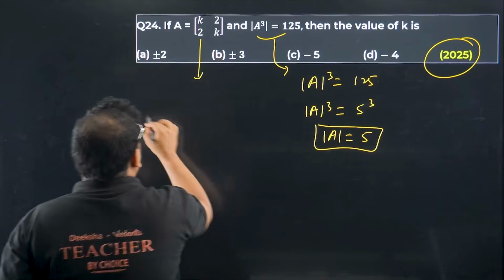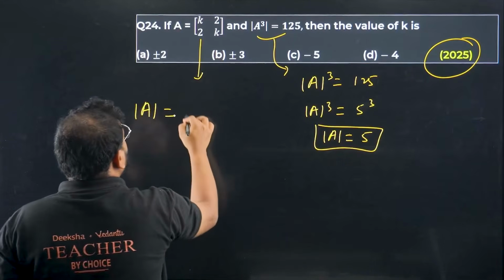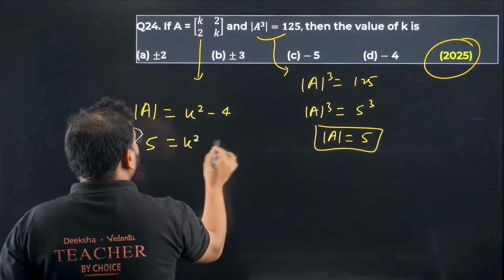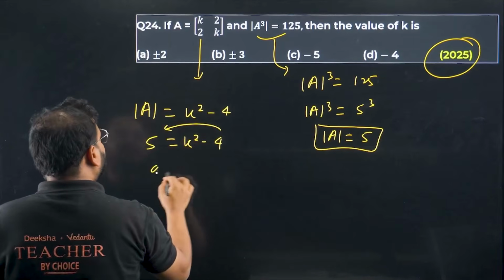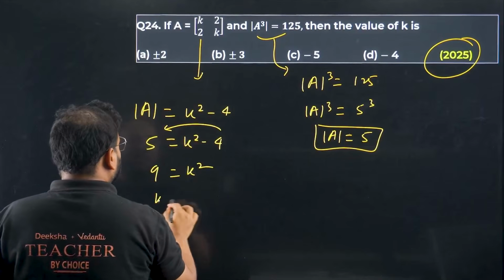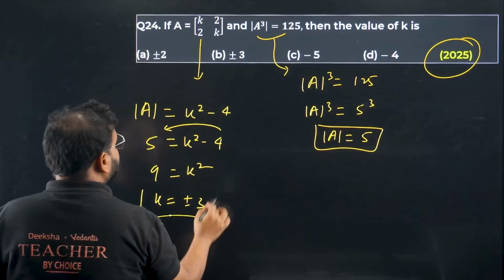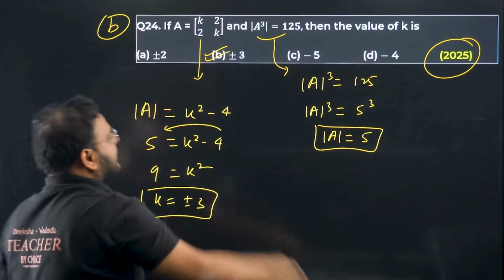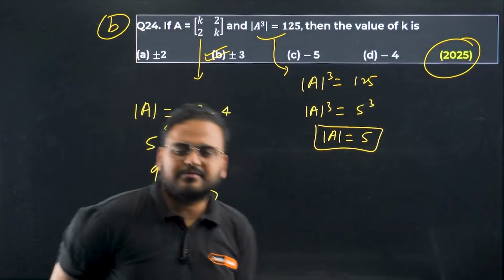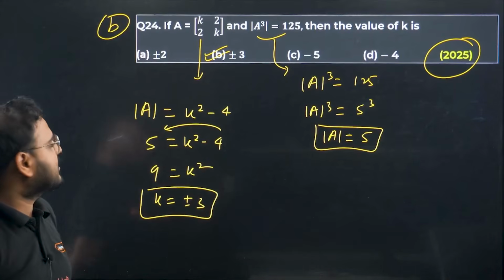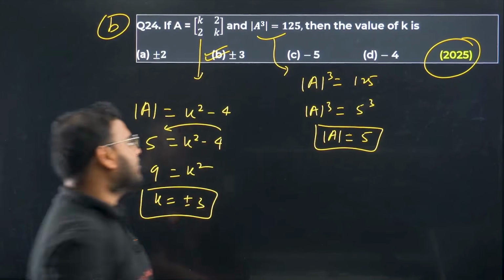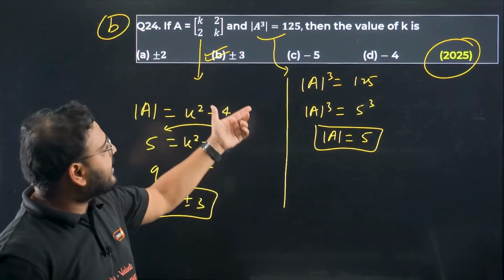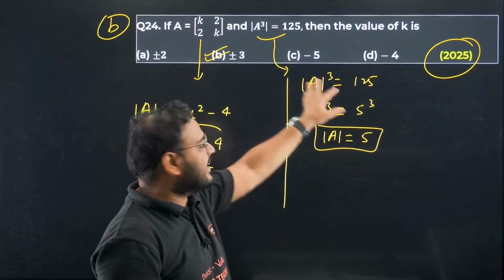Find from here, determinant of A equals k square minus 4. This is 5. So k square minus 4, move 4 to this side, I get 9. I get k value as plus minus 3. As simple as it gets. 20 seconds, that's good enough, 20 seconds to solve this question. Yes, 24th, very easy question. Property, if you remember: determinant, square or power, whatever it is given, you can take it outside.